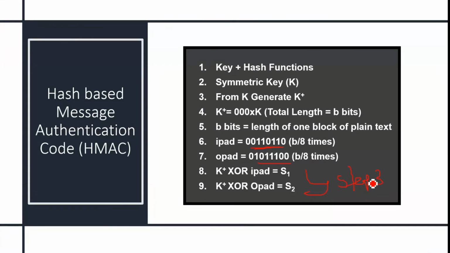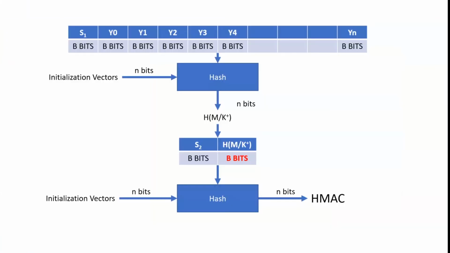Step number 3, generate S1 and S2. So S1 is equal to K plus XOR iPad and S2 is equal to K plus XOR OPAD. Now let us start with the algorithm and use these particular things with our message and the key. Okay. So I'll just explain the diagram.